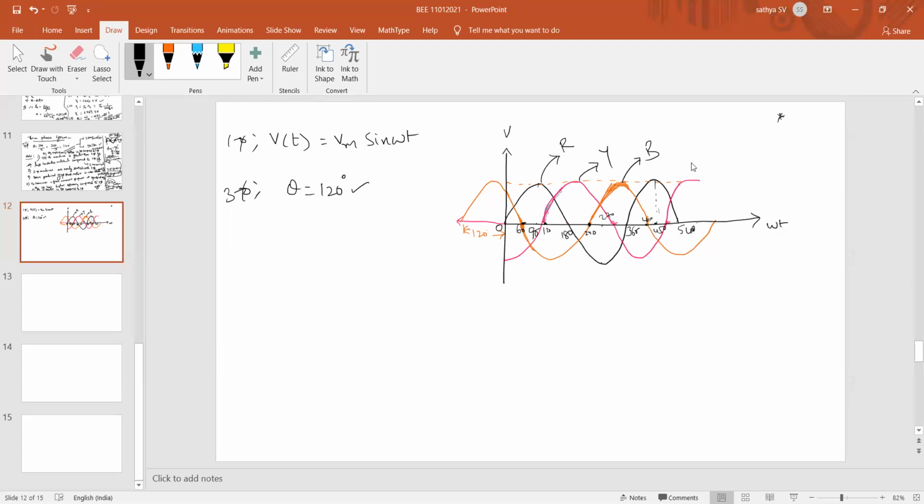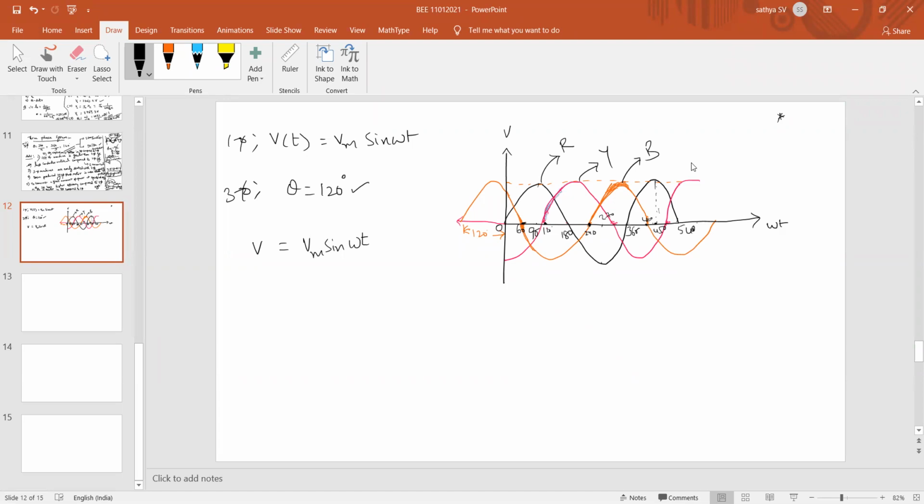No need to confuse for this. First draw it as your single-phase system. That is, let us take this as VR, right? VR in the sense you can take that as some V1 or VR, that is Vm sine omega t. Omega t, or simply you can take theta, where theta is nothing but your omega t, right? And like that, that is VR.